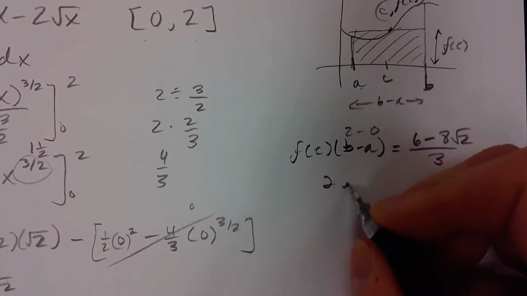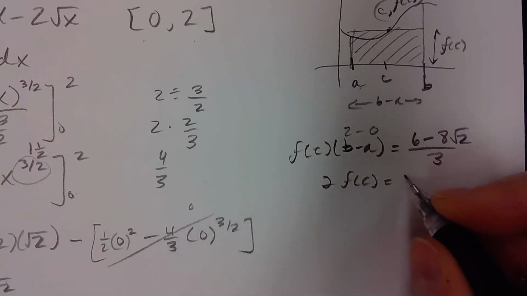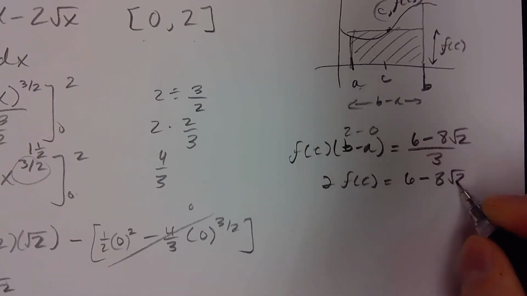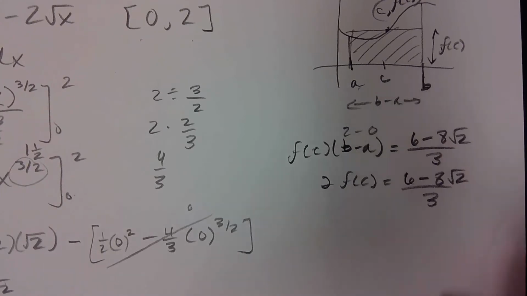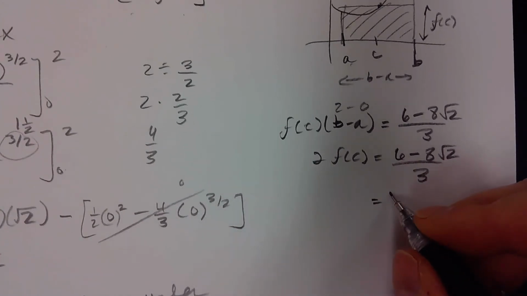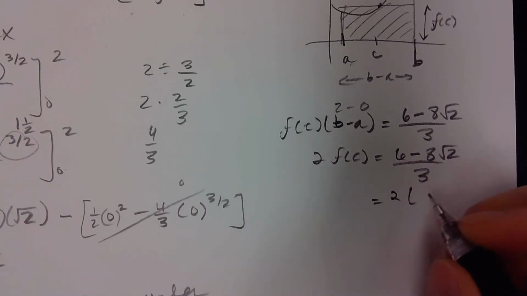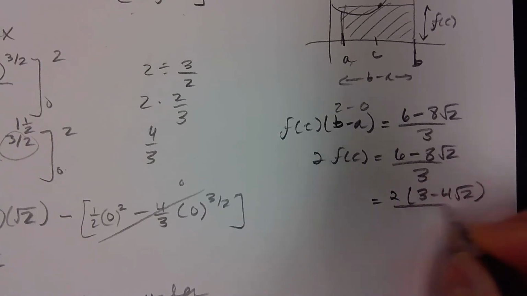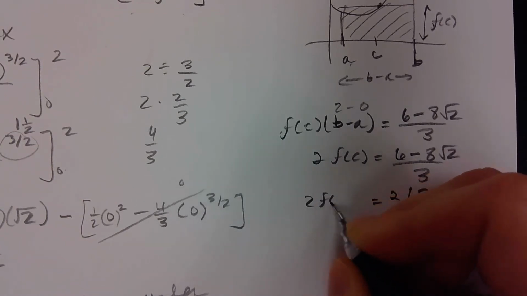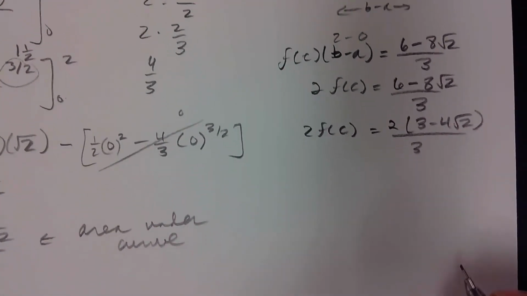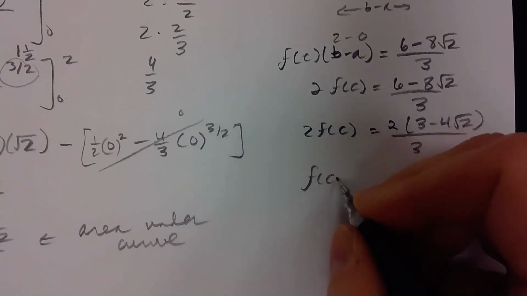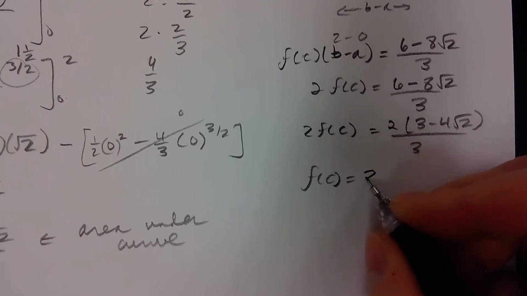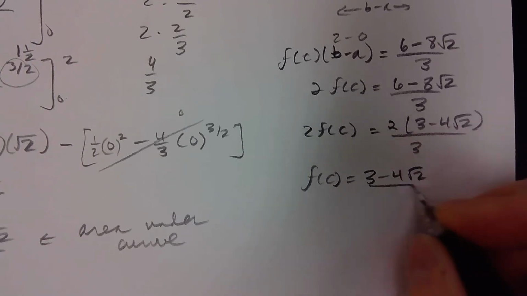So 2 times f of c is going to be 6 minus 8 root 2 all over 3. So I'm going to divide both sides by 2 or multiply both sides by 1/2. And what I notice here is if I factor a 2 out of the 6 and 8, that'd be 3 minus 4 square roots of 2 all over 3. Then I could divide the 2 out on both sides. So f of c is going to equal 3 minus 4 square roots of 2 all over 3.